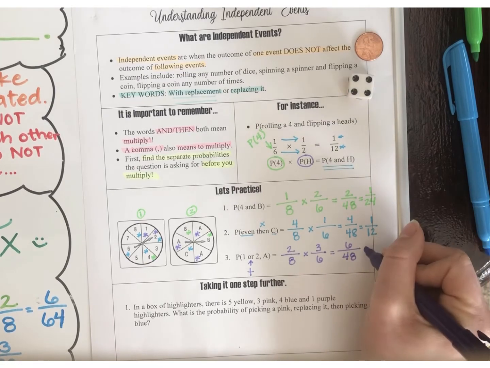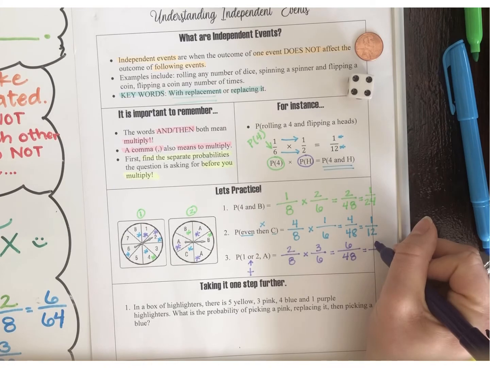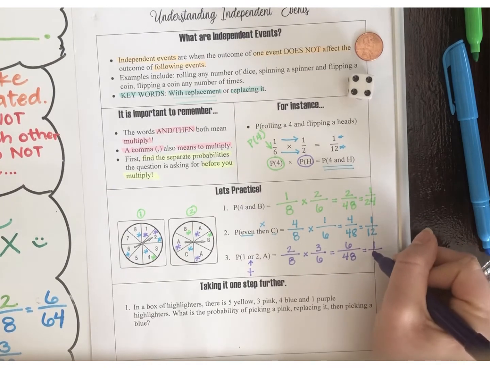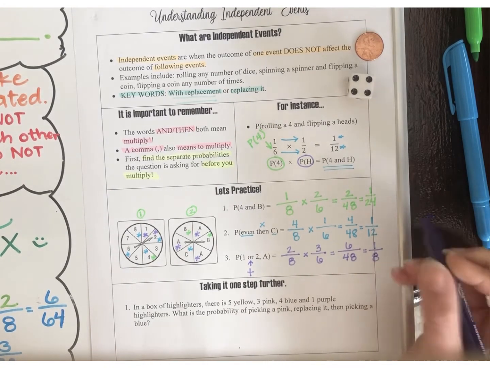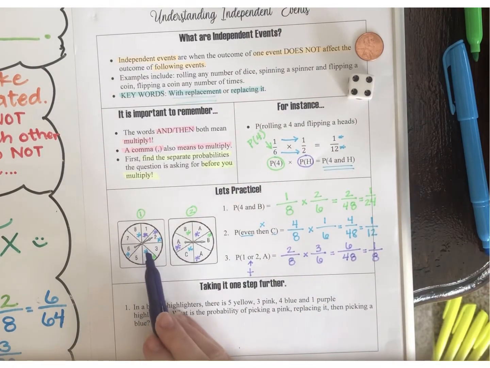Again, we can simplify. If we divide both 6 and 48, they're both divisible by 6, we would get 1 over 8. So there is a 1/8 chance of spinning a 1 or a 2 on our first spinner.